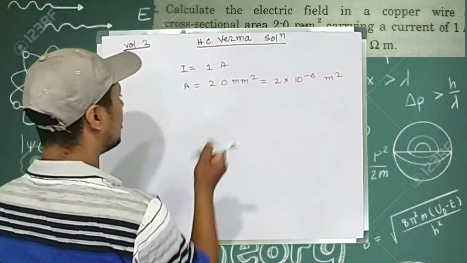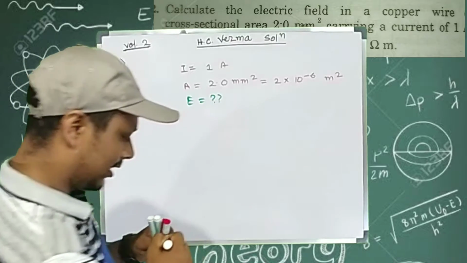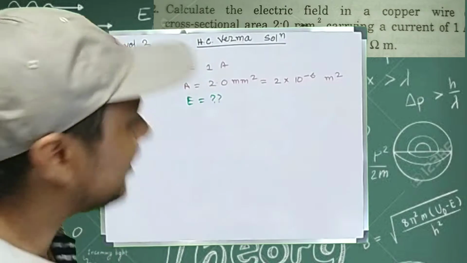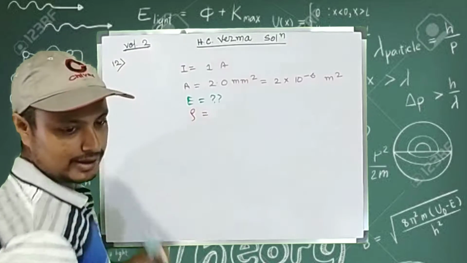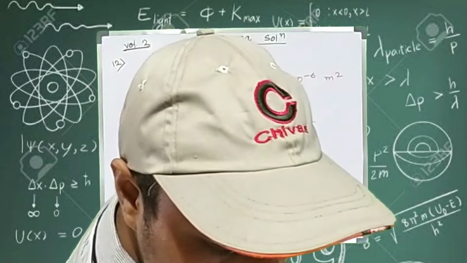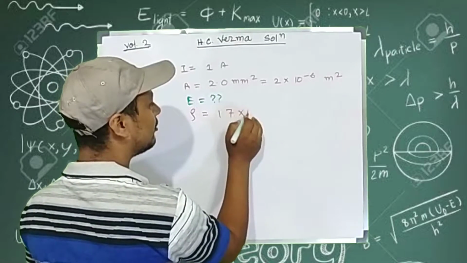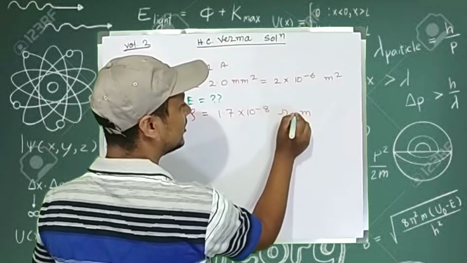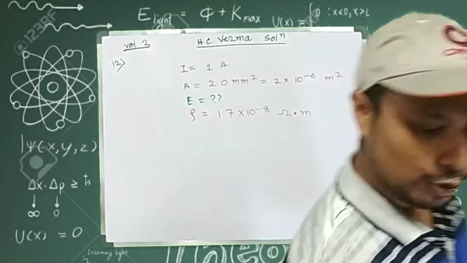And you have to find the electric field, that is E. Another given data is the resistivity rho, and the value of rho is 1.7 into 10 to the power minus 8 ohm meter. This is the value of resistivity. Now you can think how you can solve it.